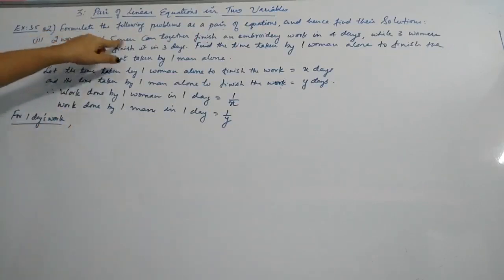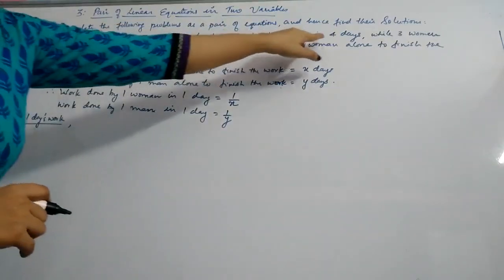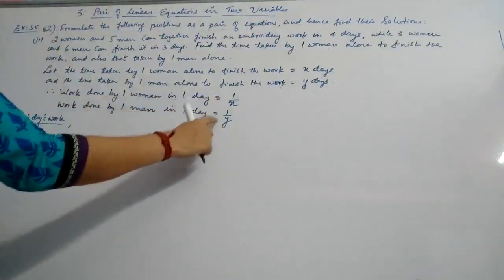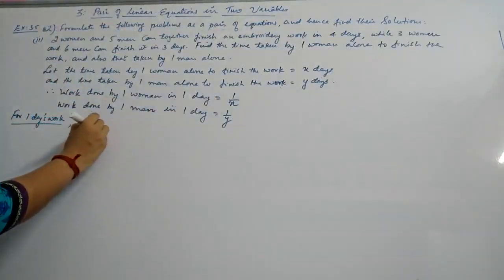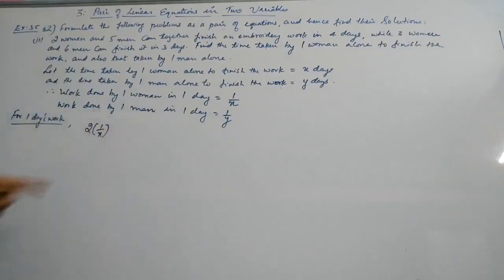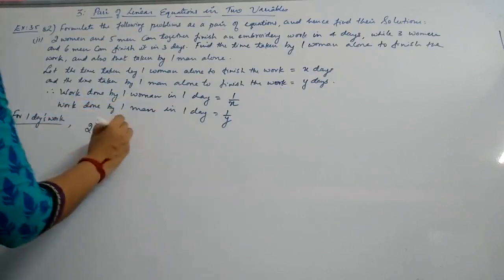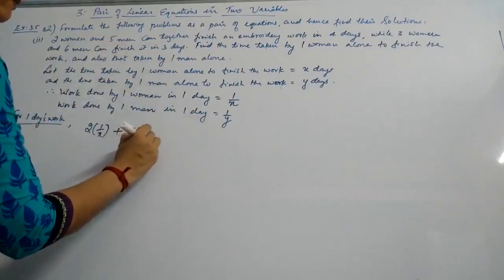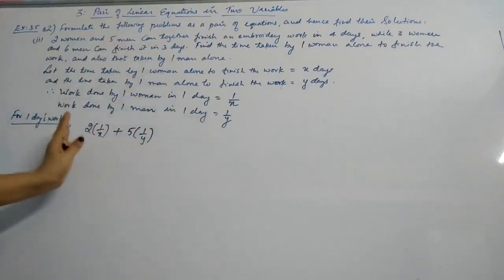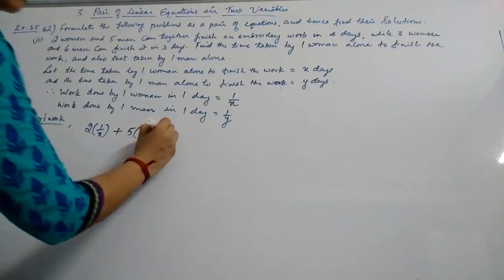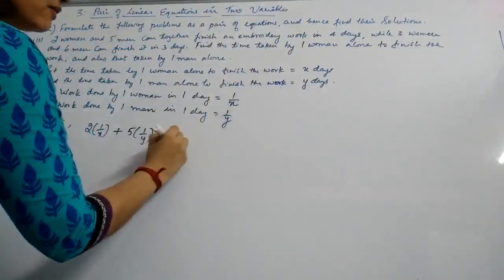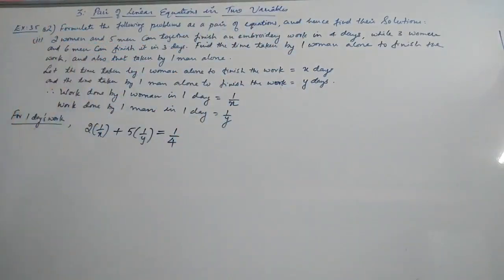2 women and 5 men can together finish an embroidery work in 4 days. So in one day, these 2 people are working and completing this much of work. That means the work done by 1 woman means 2 women will be doing like 2 by x. Work done by 1 man is 1 by y, and you have 5 men means 5 into 1 by y will be the work done by the total 5 men. And the total, together with the men and women, since that is for 4 days, here it will be for 1 day's work, total work will be 1 by 4th of the work.